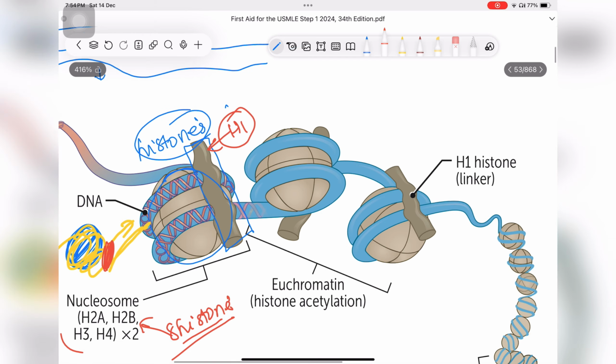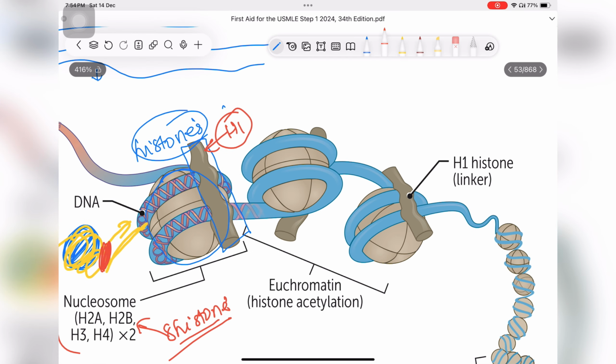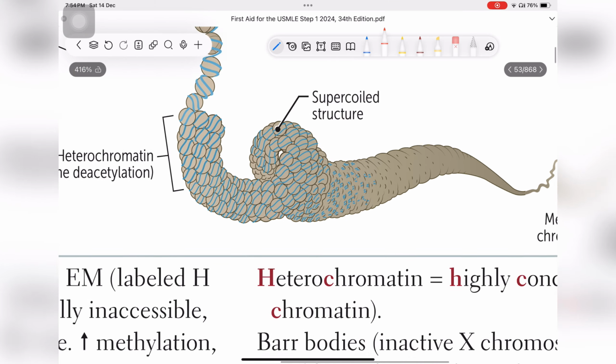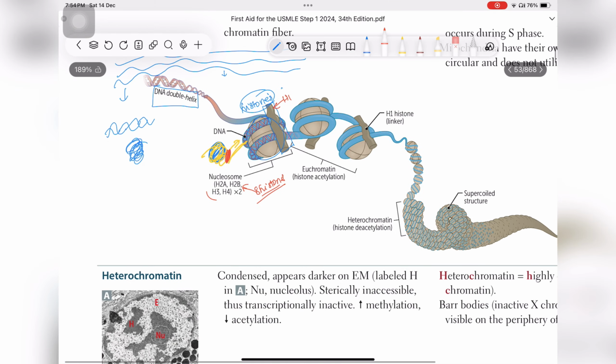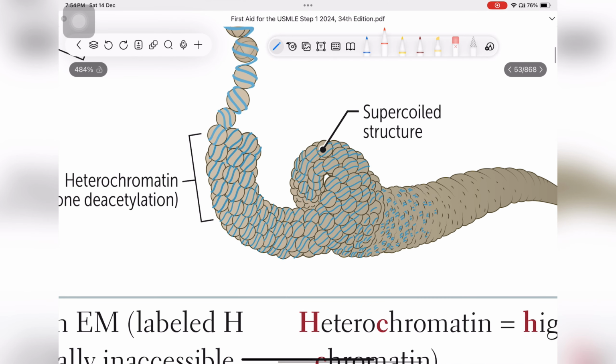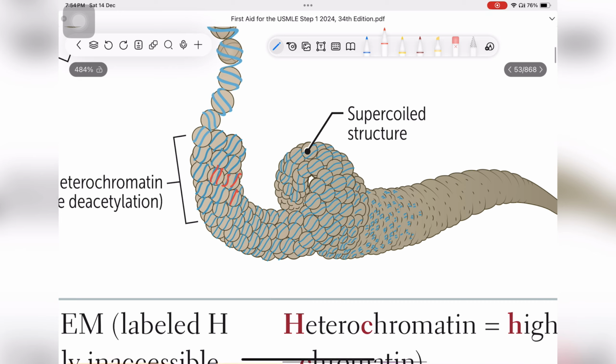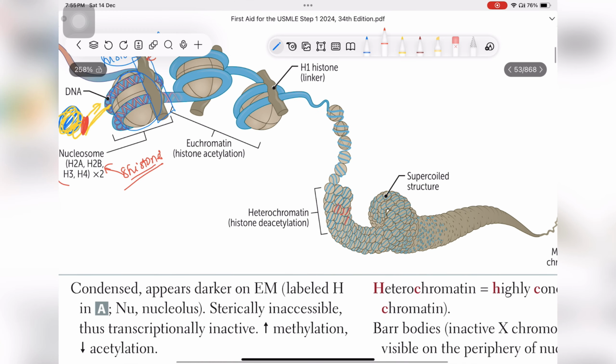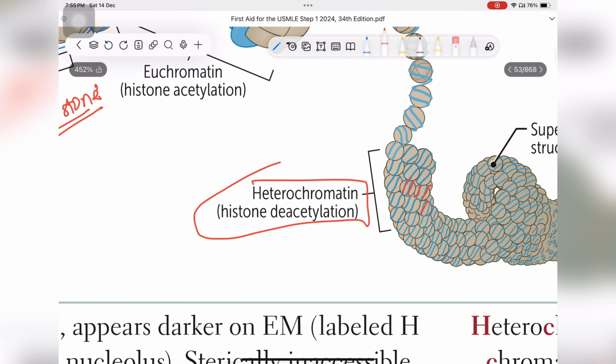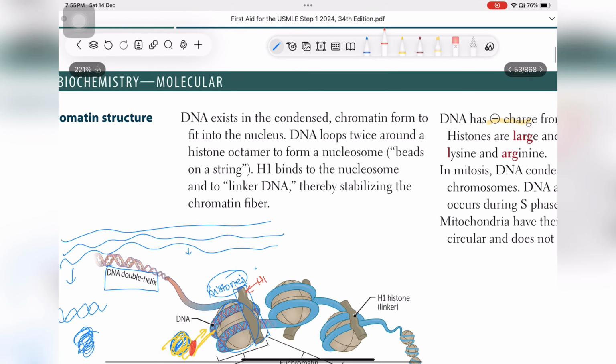This is H1. So your DNA loops around each and every histone octamer, forming the condensed form. See, this is the condensed form. This is the supercoiled structure. Each and every line given is DNA. See how much DNA is accommodated. This is heterochromatin. What do you mean by heterochromatin? Let's see in further lines.